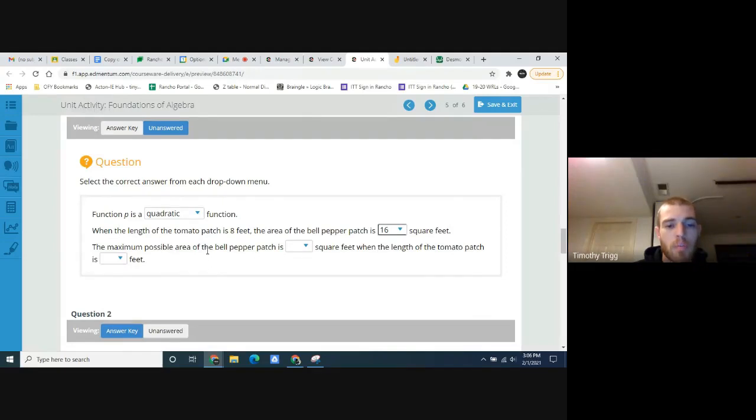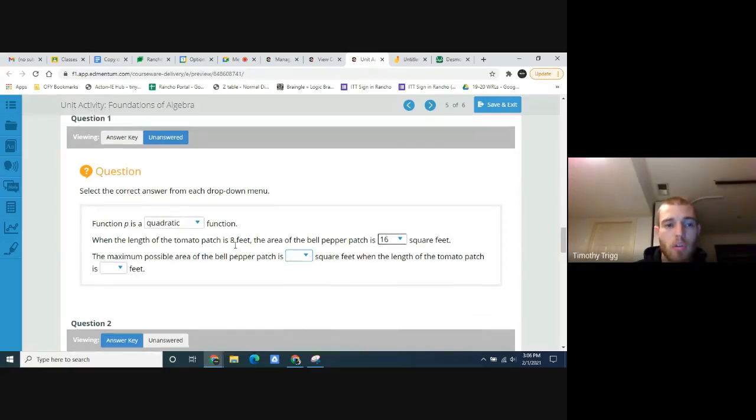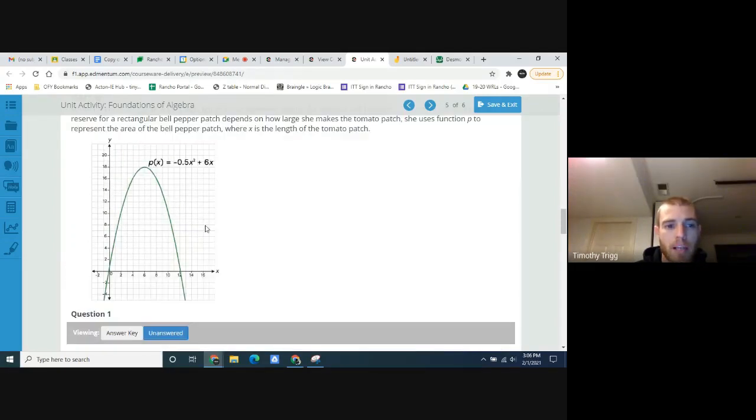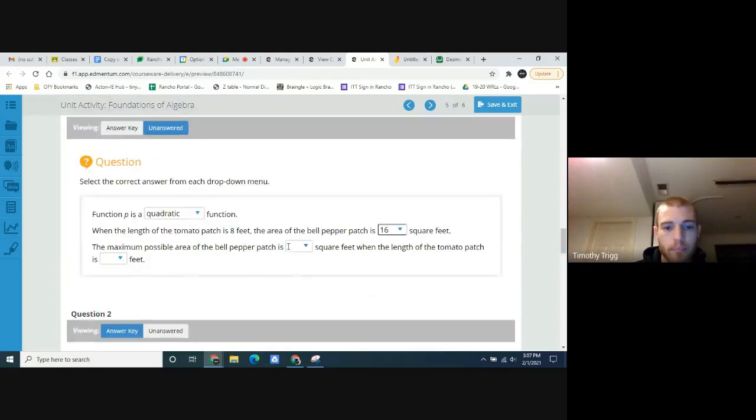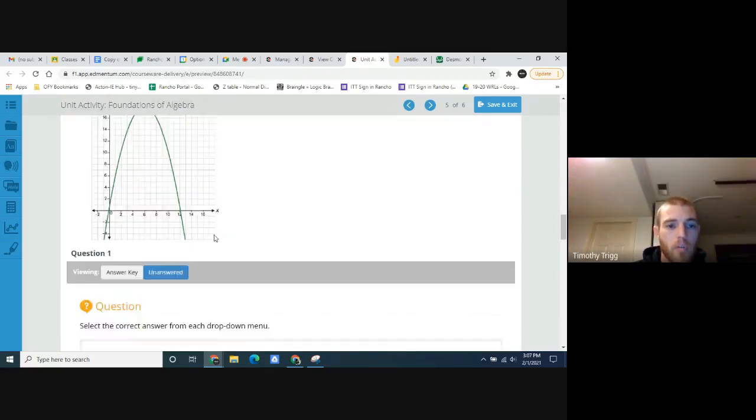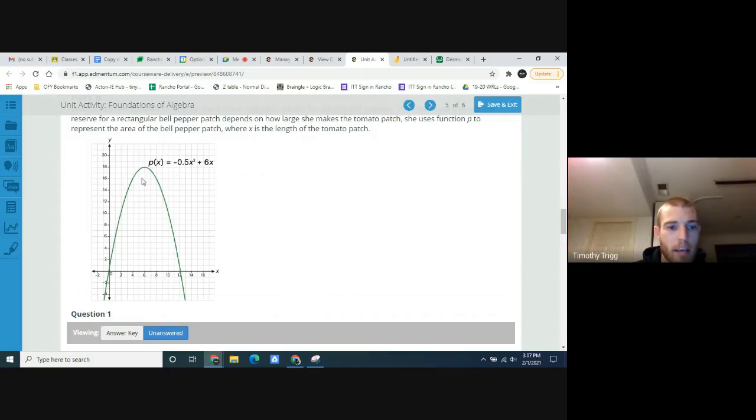The maximum possible area for the bell pepper patch is, so the maximum, where should I look for the maximum? What's the highest point for this? Well, it's when x equals 6, but the area of the bell pepper patch is the y-coordinate. So that's 18, when the length of the tomato patch is 6. So when the tomato patch's length is 6, the bell pepper patch's area can be 18.